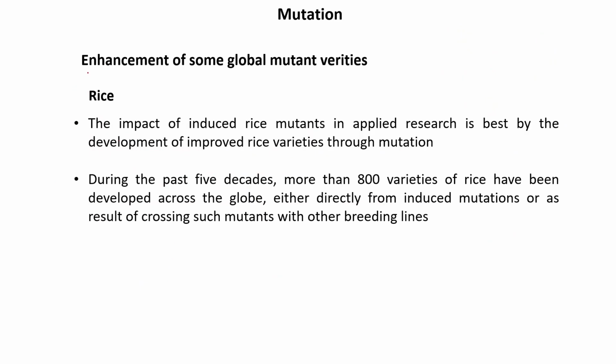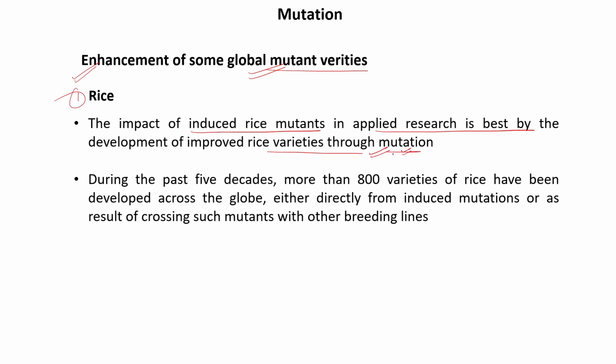So here we are having some of the crops that got mutated and have been used as mutant varieties. So enhancement of some global mutant varieties is what we are going to discuss here. Okay, the first one is about rice. The impact of induced rice mutants in applied research is best seen in the development of improved rice varieties through mutation. So mutation has been used to develop new or improved rice varieties.